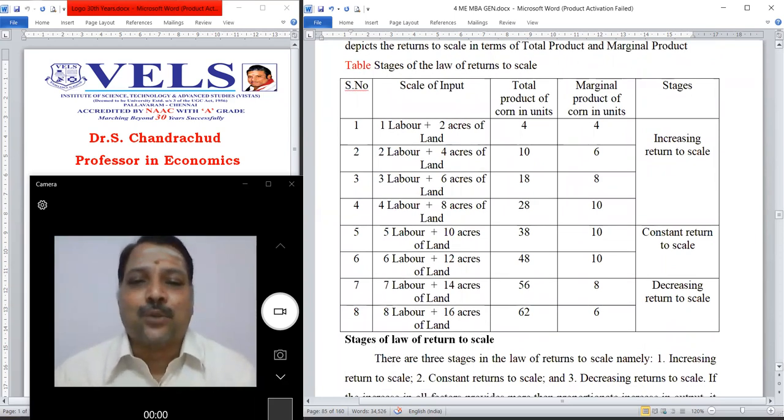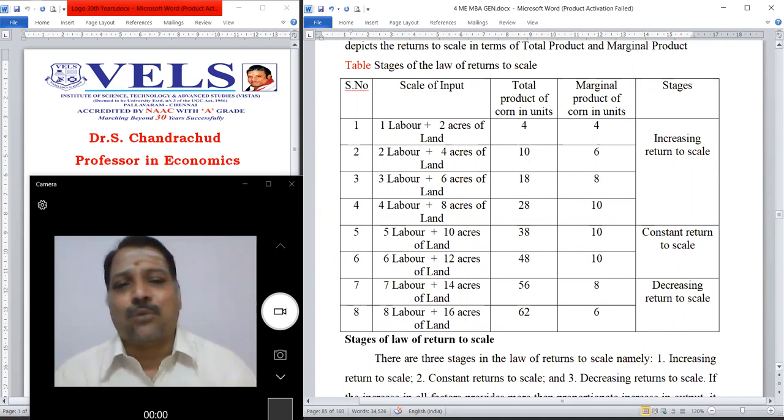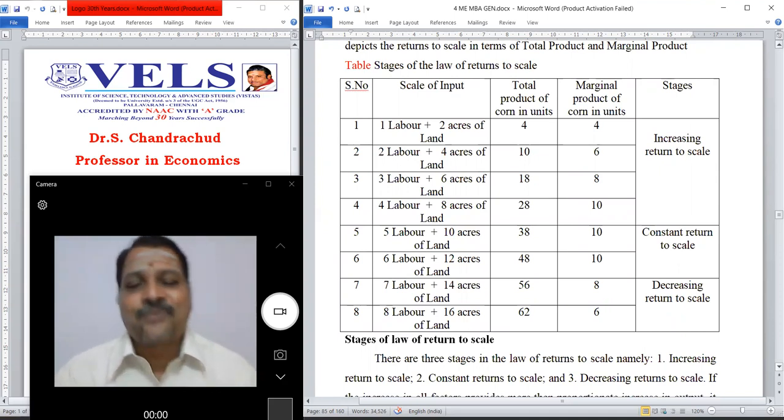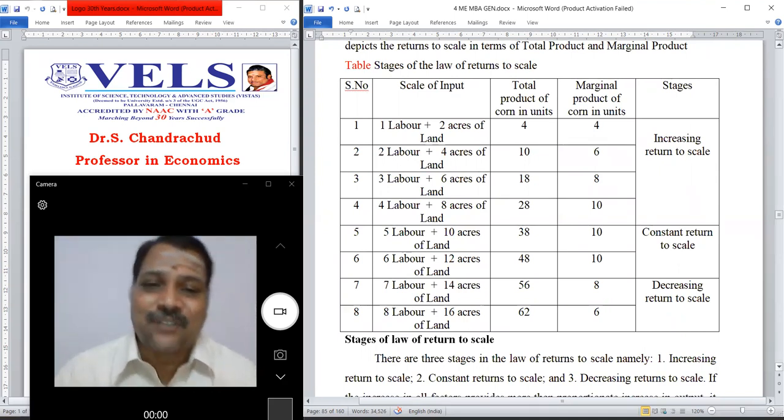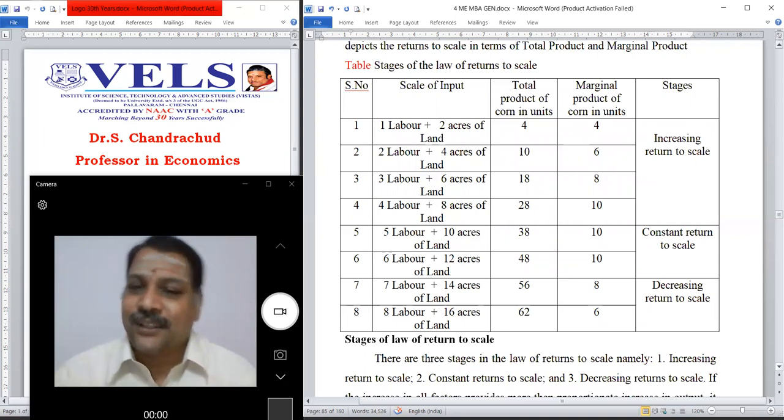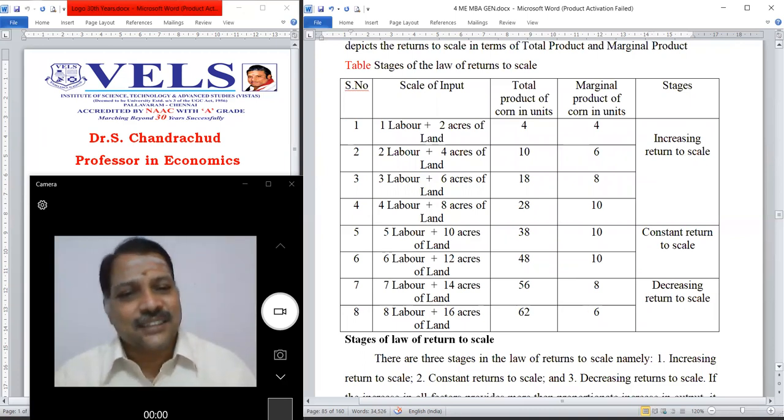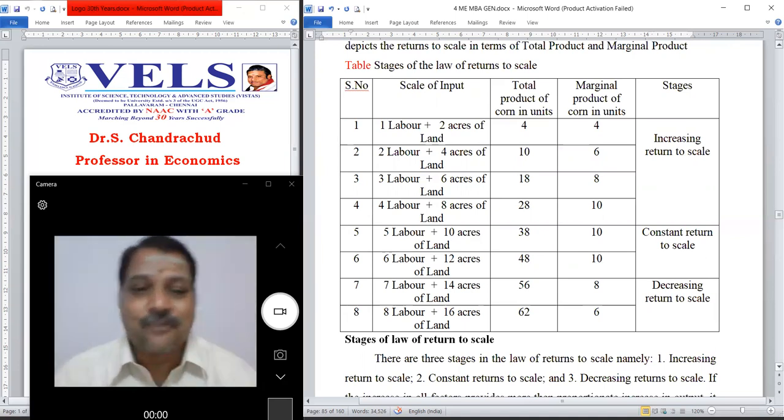1 laborer with 2 acres of land, so the total output will be 4 units. 2 laborers with 4 acres of land, 10 units. 3 laborers with 6 acres, it is 18 units. Likewise, it is increased in the same proportion.